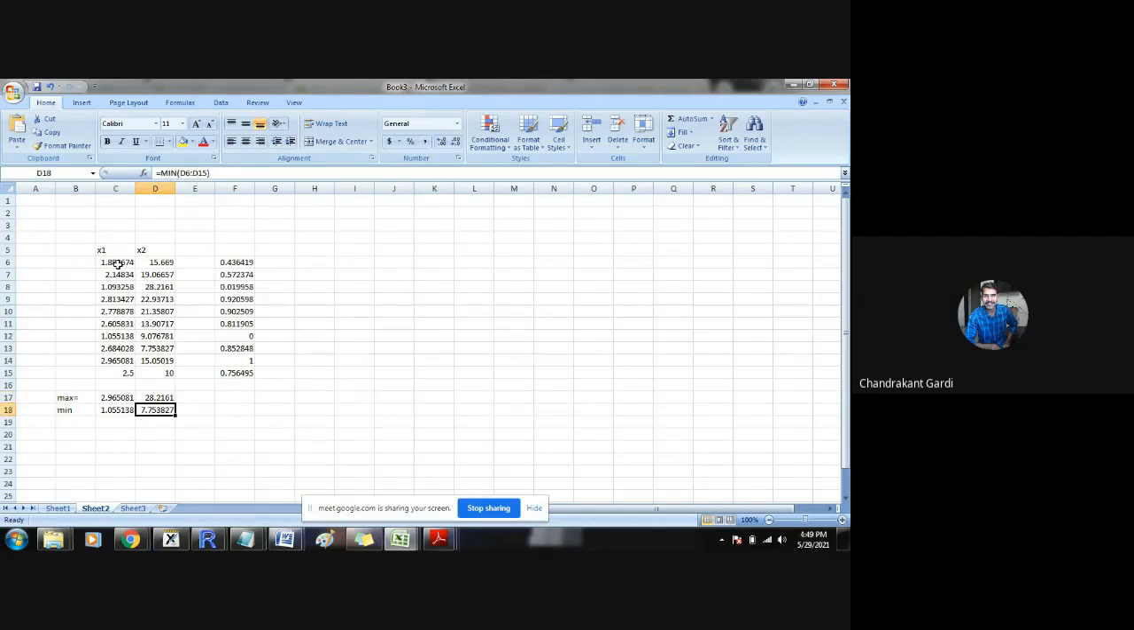How are we going to do max min normalization? For this particular observation, the difference of maximum minus minimum will be calculated and taken in the denominator. In the numerator, we will have this observation minus this minimum value. Here you can see C6 minus C18, the minimum of the observation, divided by C17 minus C18, maximum minus minimum, and the same function I have dragged over here. For this particular observation, this is the smallest observation in the data set.